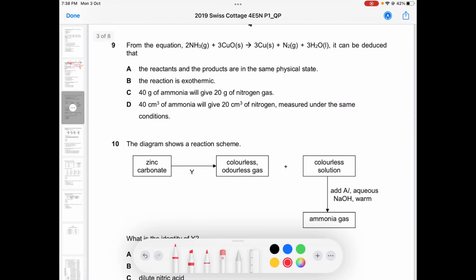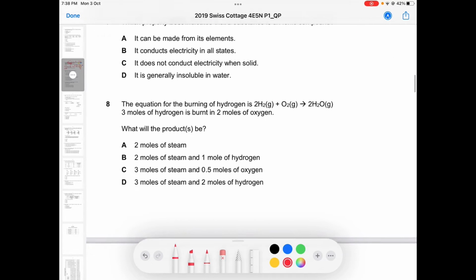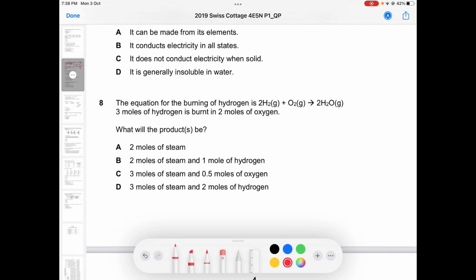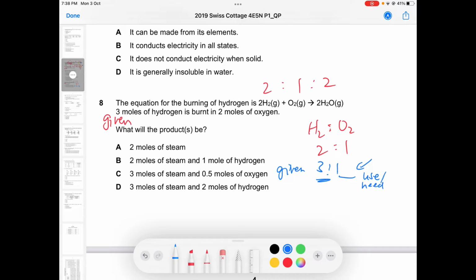Okay? Alright, then the next question, question 8. Now question 8, from this reaction, mole ratio is 2:1:2. And you are given hydrogen and oxygen, this is 2:1. However, I'm given 3 moles of hydrogen. If I'm using 3 moles of hydrogen, I will need 1.5. So if I'm using 3 moles of hydrogen given, I'll need this.